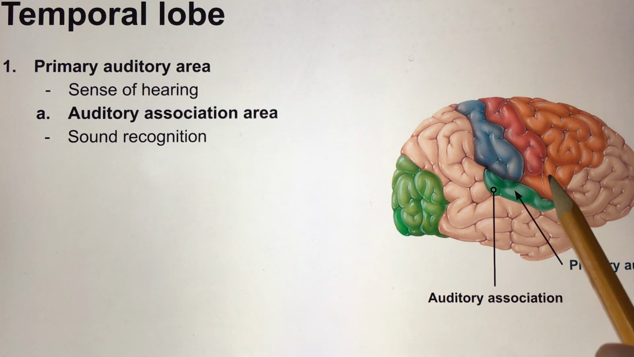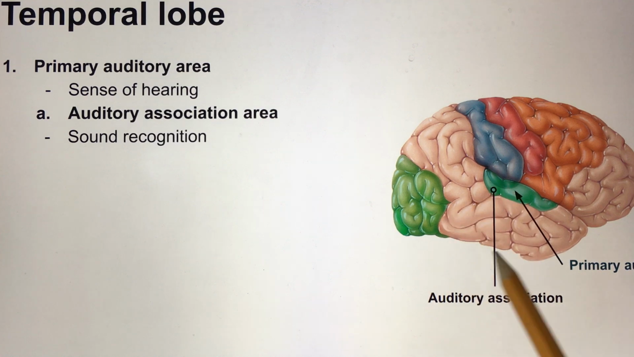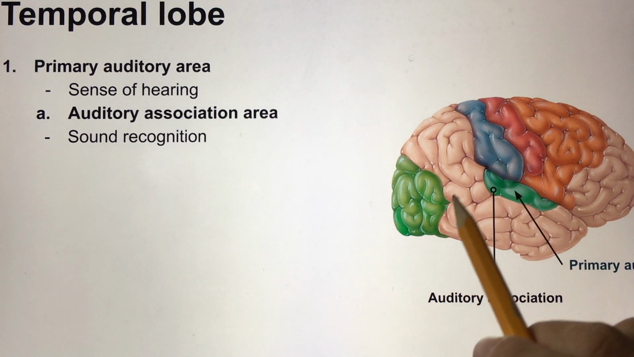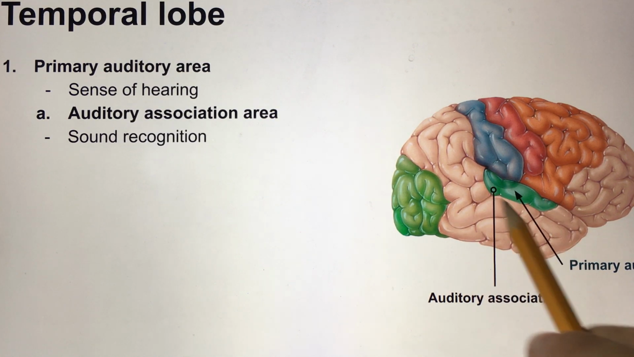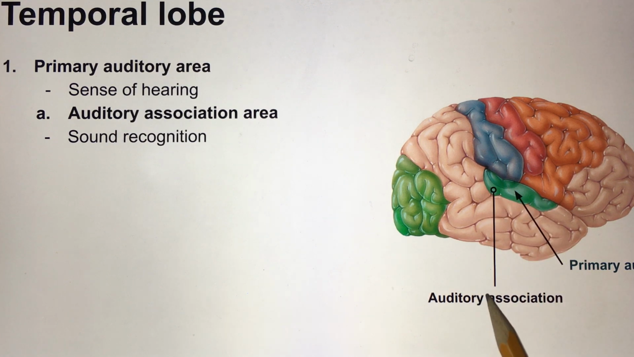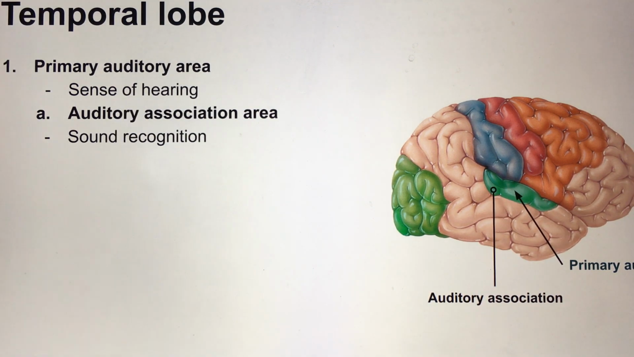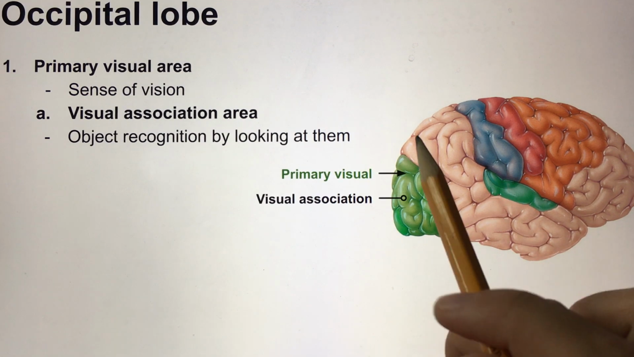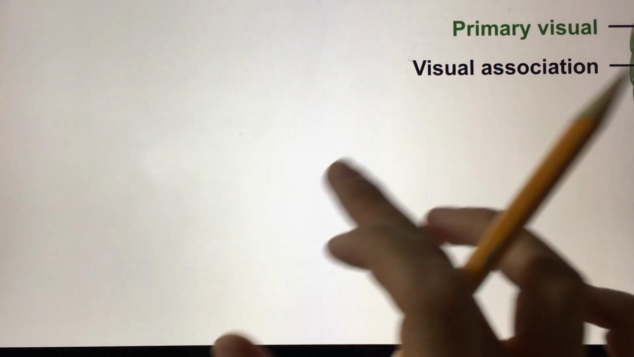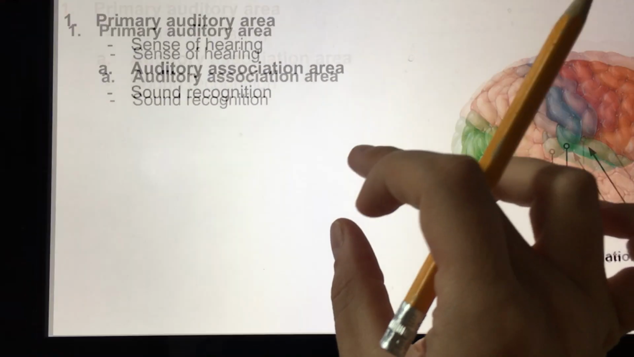Temporal lobe. The temporal lobe is all of this right here. And this highlighted area is called the primary auditory area. So actually, if I go back to this slide, what I meant is, yeah, this is good. Okay, never mind. We're good.